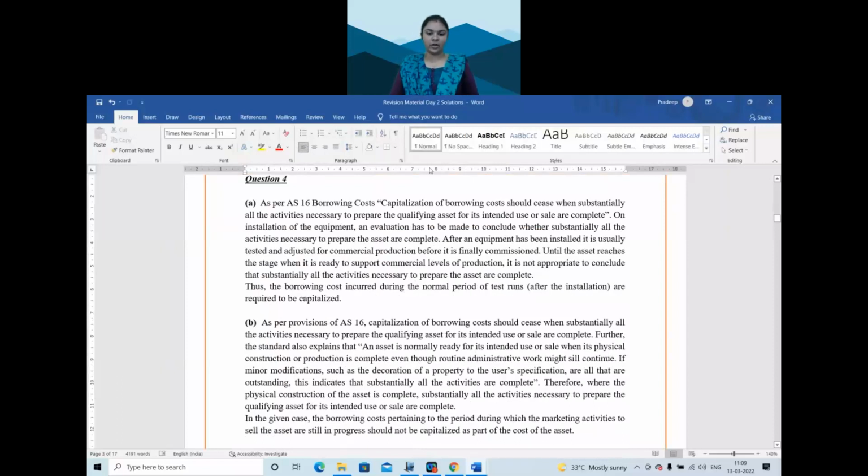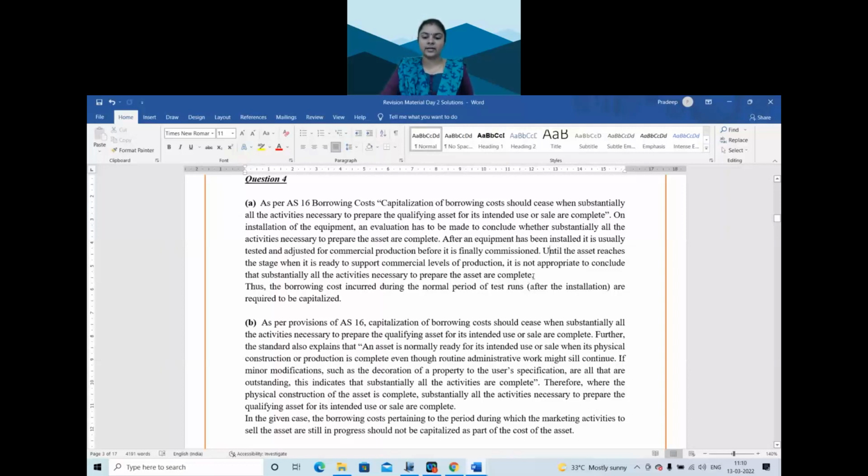As per AS16, borrowing costs. Capitalization of borrowing costs should cease when substantially all activities necessary to prepare the qualifying assets for its intended use or sale are complete. On installation of the equipment, an evaluation has to be made whether to conclude that all the substantial activities necessary to prepare the asset are complete. After the equipment has been installed, it is usually tested and adjusted for commercial production before it is finally commissioned. So until the asset reaches the stage where it is ready for commercial levels of production, okay, we are using the word ready for production, it is not appropriate to conclude that all activities to prepare the asset are complete.